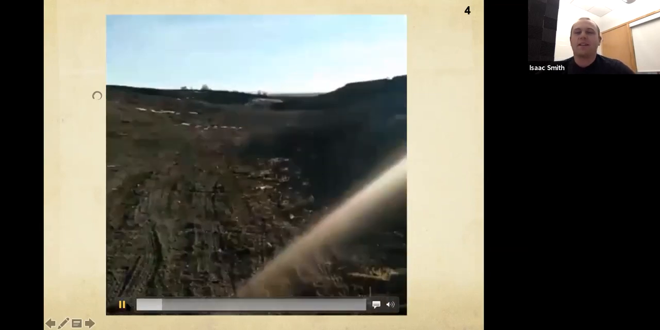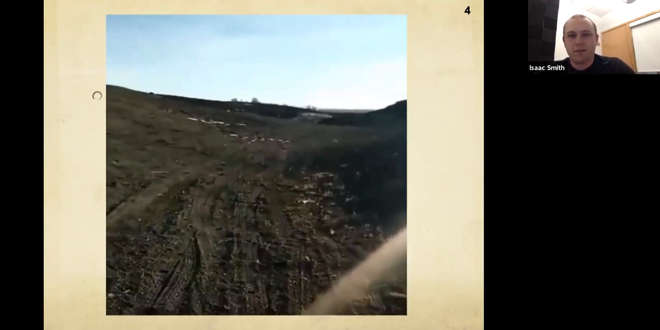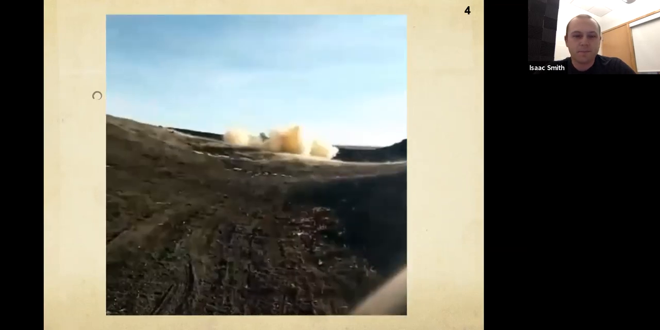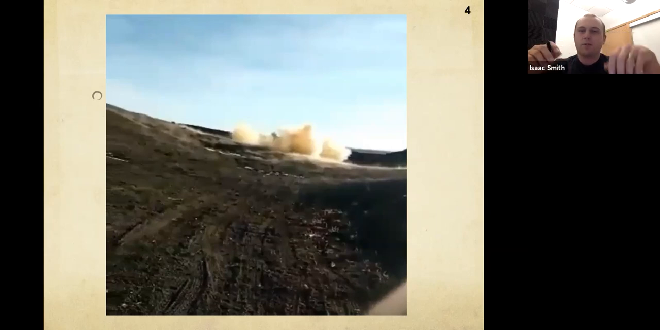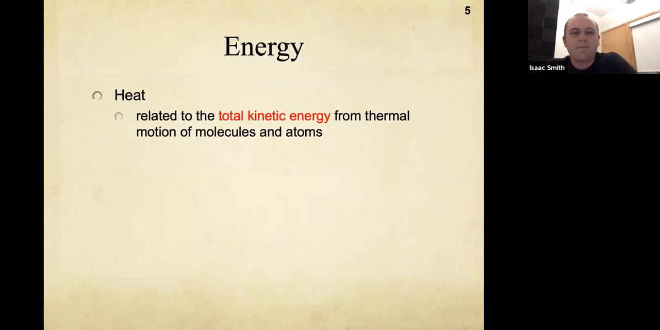Again, it's just showing that energy can be converted from potential to kinetic. In this case, the potential energy isn't dealing with the height of something like you would think about in physics, but you have energy that's stored within the bonds of the molecules, and that event of the bullet going through converts that potential chemical energy into kinetic energy and also some thermal energy in this case.